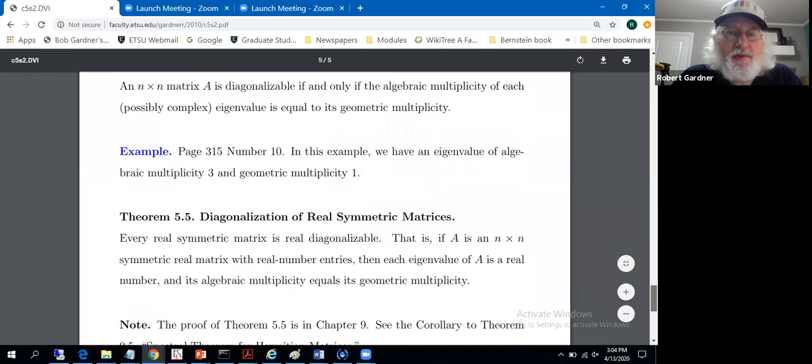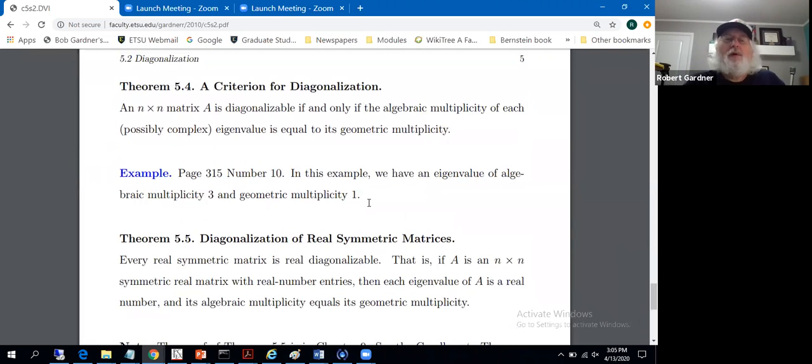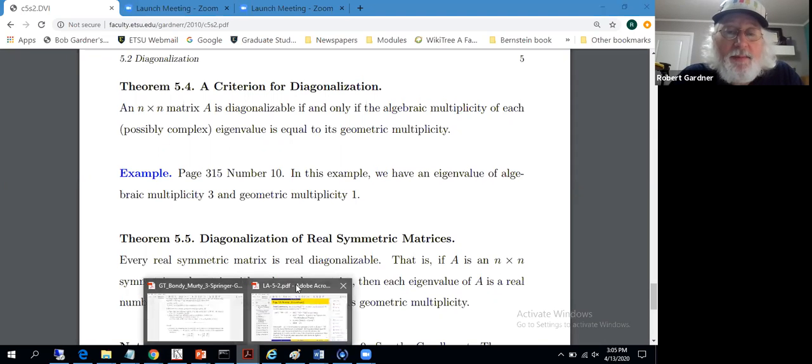All right, let's use that. Let's look at number 10. A little foreshadowing. In this example, we have an eigenvalue of algebraic multiplicity 3 and only geometric multiplicity 1. Oh, well, according to theorem 5.4, then that matrix, it ain't diagonalizable. You got algebraic multiplicity 3. You need geometric multiplicity 3 to have a diagonalizable matrix. So let's take a look at that one.